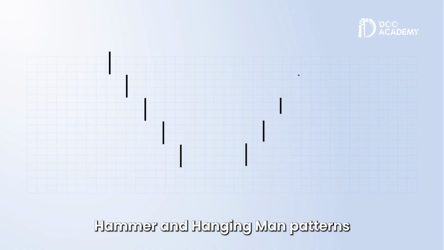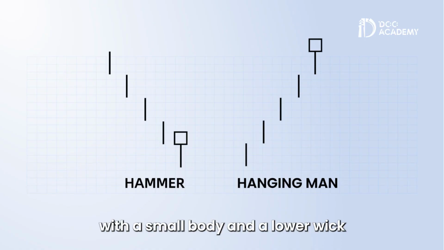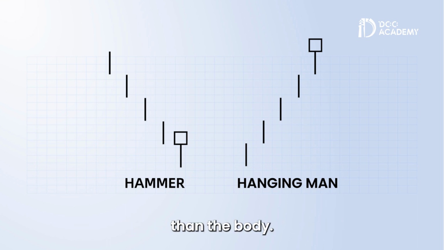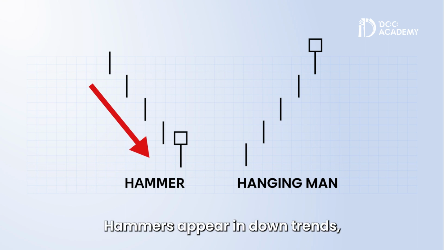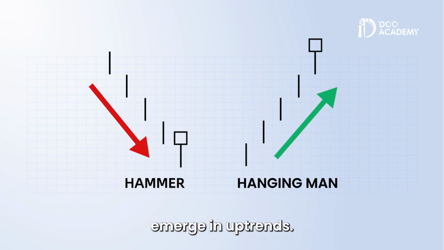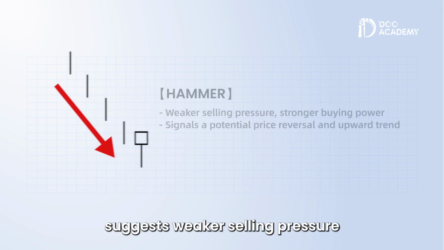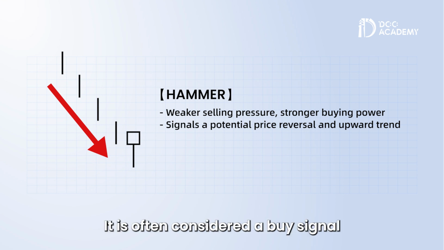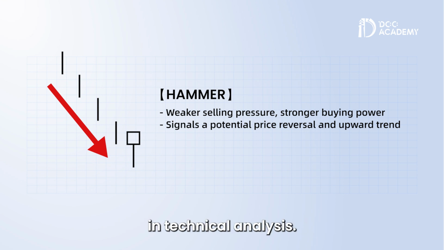Hammer and hanging man patterns share a similar appearance, with a small body and a lower wick or shadow that's 2 to 3 times longer than the body. While they look alike, the key difference is that hammers appear in downtrends, while hanging man patterns emerge in uptrends. The hammer pattern suggests weaker selling pressure and stronger buying power, which signals a price reversal and an upward move. It is often considered a buy signal in technical analysis.